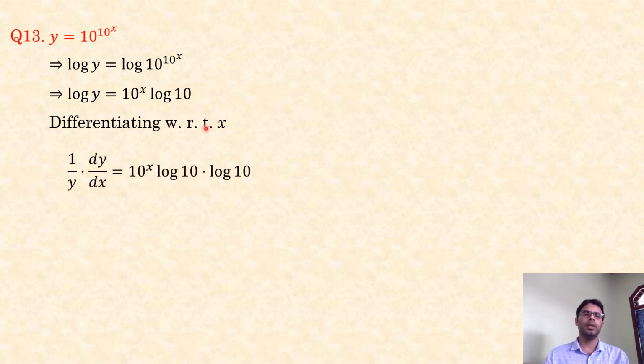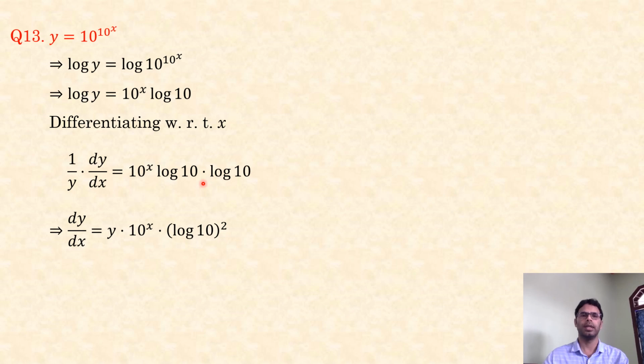So differentiating with respect to x, it is 1 by y, and differentiation for y is dy dx, equal to 10 to the power x derivative, which is 10 to the power x into log of 10, and this is constant, remaining the same, nothing else. So dy dx will be equal to y into these total terms. This log 10 into log 10 is log 10 whole square.